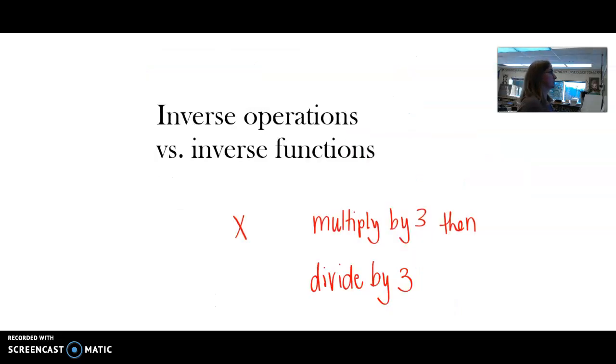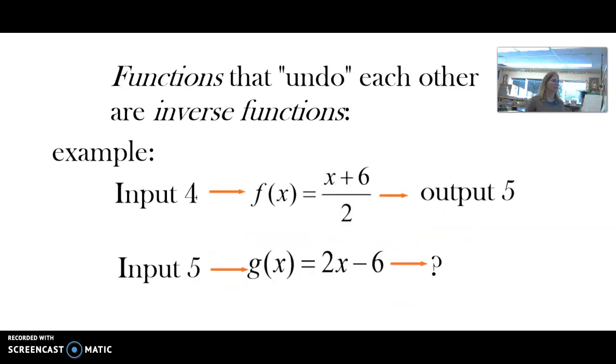So your inverse operations undo the original operation. Let's say that you multiply by 3. So I take this x and I multiply it by 3. Well, then the inverse of that is dividing by 3. If I multiply by 3 and then divide by 3, it cancels out and it's like you've done nothing, essentially. So it's kind of similar with inverse functions. Functions that undo each other are inverse functions.